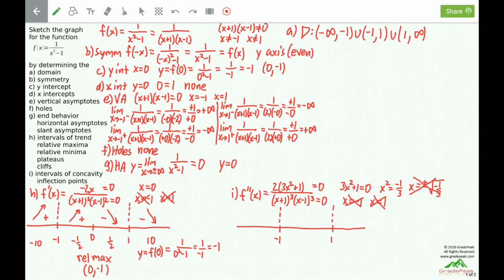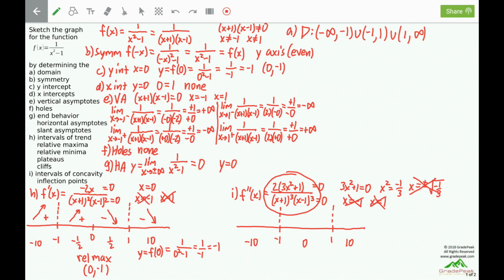The first interval, negative infinity to negative 1, we have negative 10 in there. Negative 1 to positive 1, we have 0 in there. And positive 1 to positive infinity, we have positive 10 in there. We can test the concavity by plugging the test values into the second derivative. We only care whether it is positive or negative here. So we'll plug into the fully factored version, which is this version here.